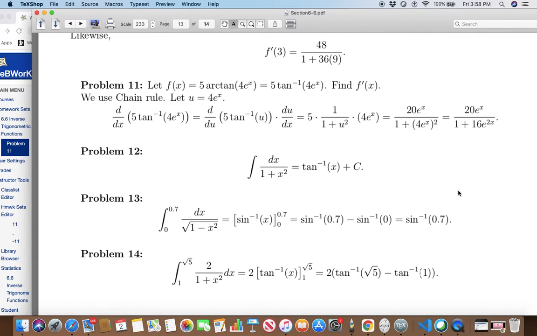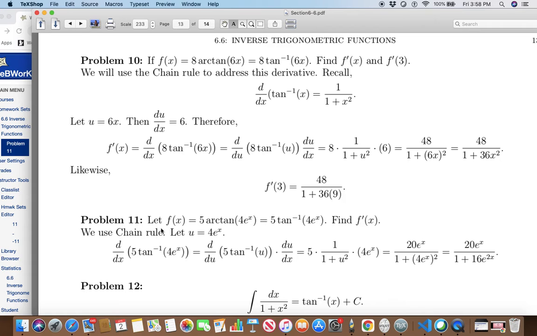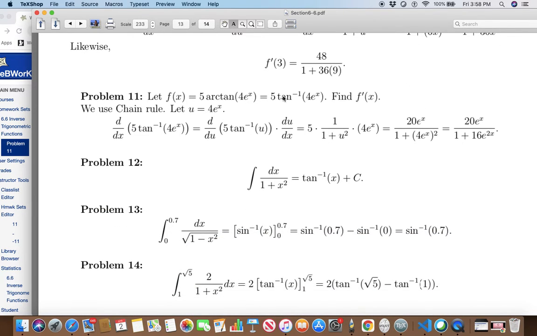Oh, this is not the last question. I'm sorry. So 11th question. 5 arctan 4e to the x. So arctan is tan inverse. Use chain rule. Substitute u equals 4e to the x. So the derivative with respect to x is the derivative with respect to u times du/dx. So 5 tan inverse u, its derivative is 5 times 1 by 1 plus u squared.